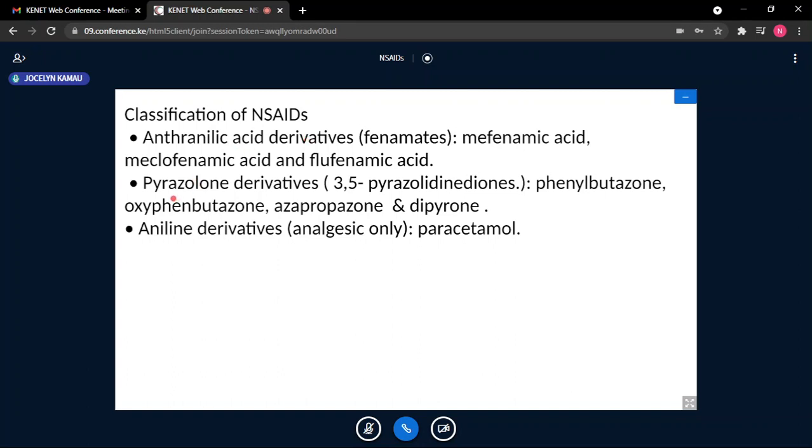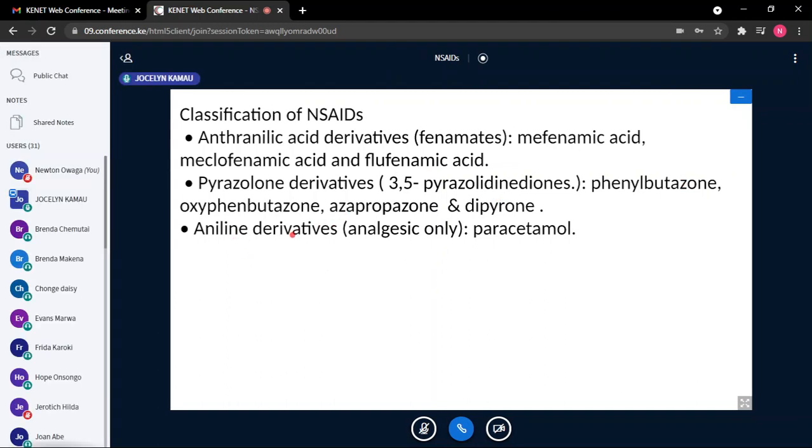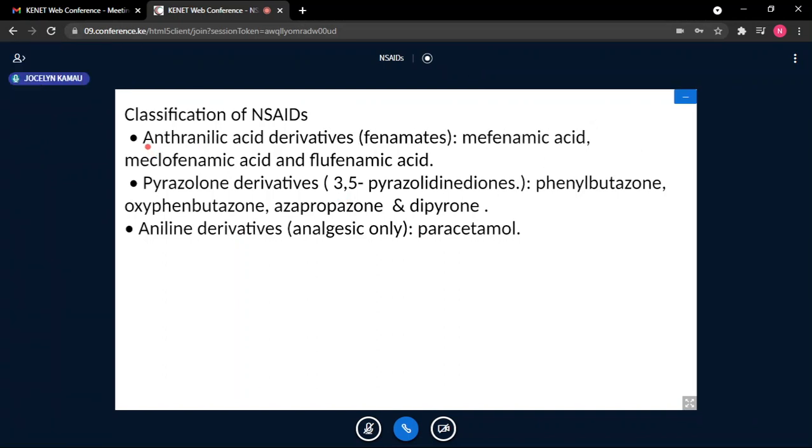Then you have the pyrazolone derivatives, which are also enolics. The pyrazolones are also known as the 3,5-pyrazolidinediones. We have phenylbutazone, oxyphenbutazone, and so on. And then you have the aniline derivatives, paracetamol. I think I have forgotten there are the oxicams, which will be the same class here.